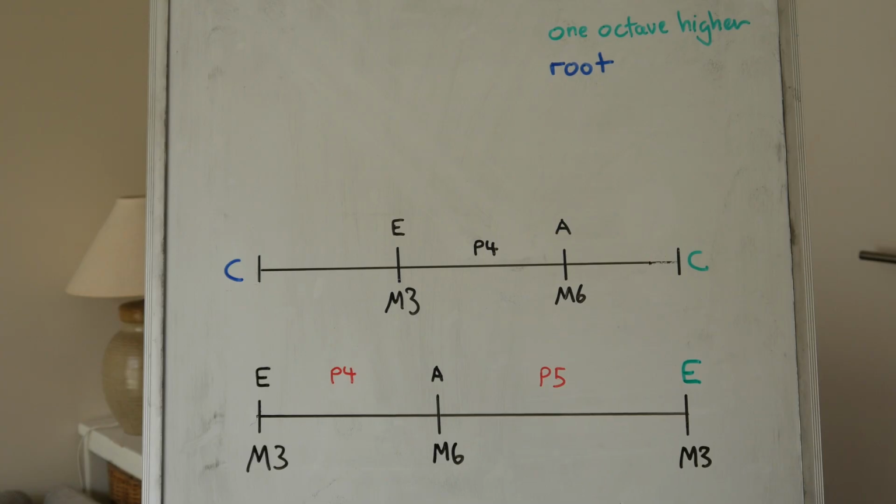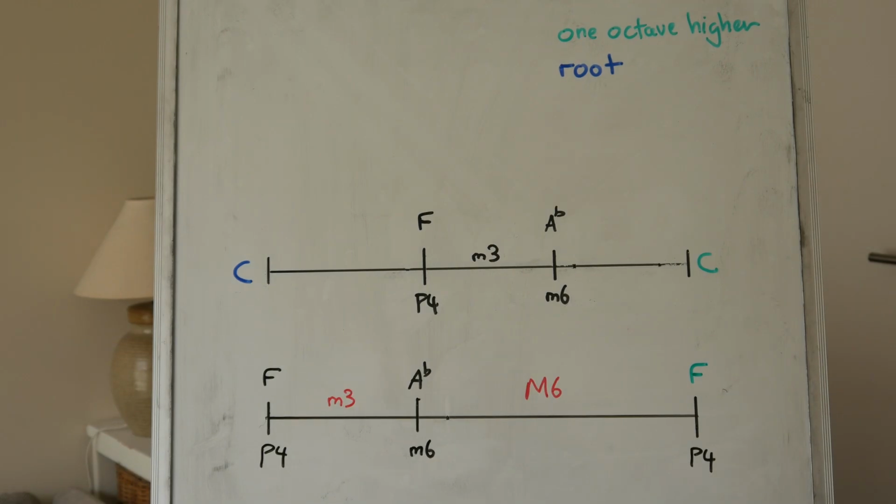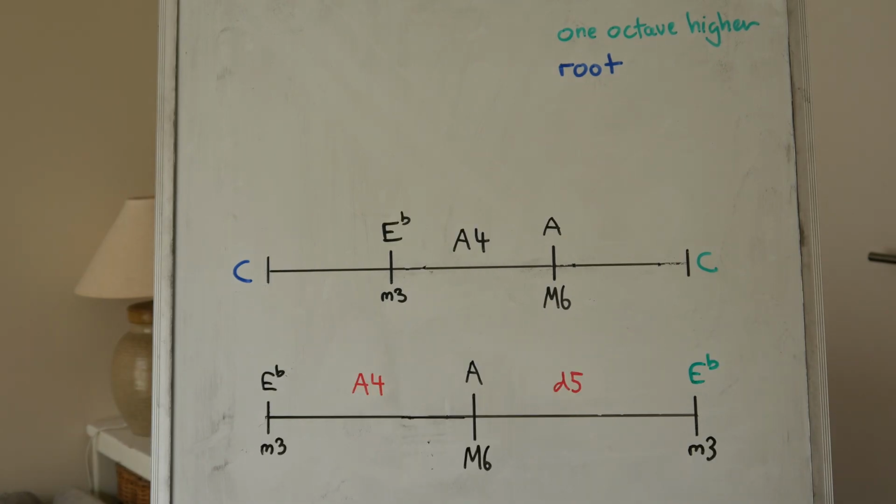So, what do I mean by interval mapping? Well, we all understand that the major third is a major third above the root, but not as many know that the major third is a perfect fourth below the major sixth, or that the perfect fourth is a major sixth above the minor sixth, or that the minor third is an augmented fourth below the major sixth. Learning all these intervals from all these different intervallic perspectives is interval mapping.